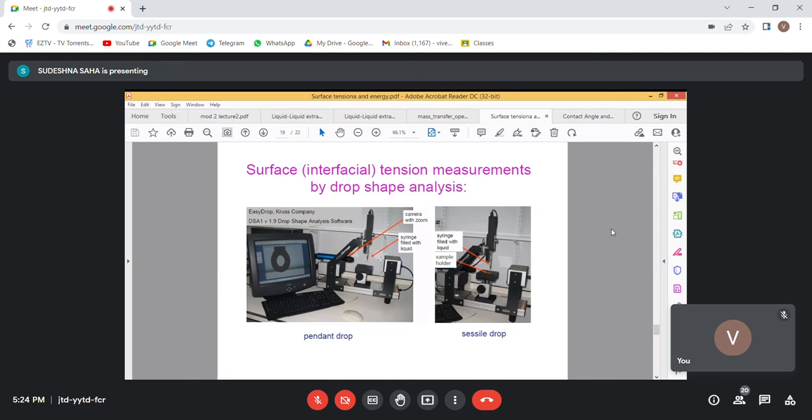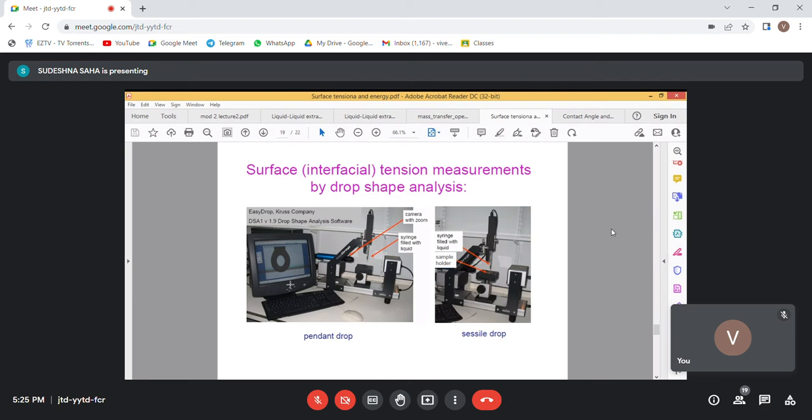Now, so this is how it looks like when it is in the pendant drop. By using the pendant drop, that means when it is just hanging from the syringe, basically, you can calculate the surface tension of the liquid by actually using certain geometric measurements, the details of which I'm not going into at this moment, but you can measure the surface tension from there.